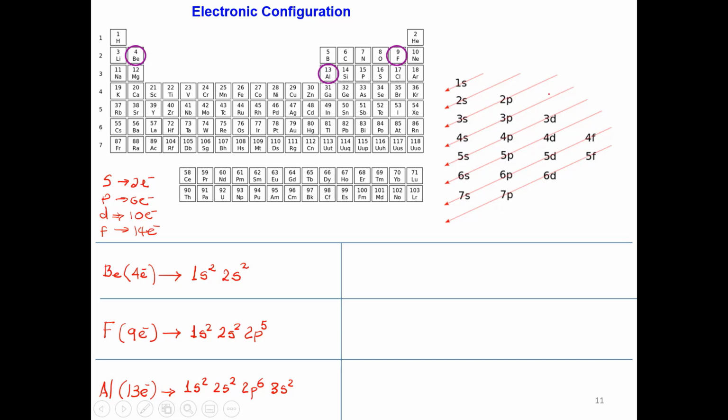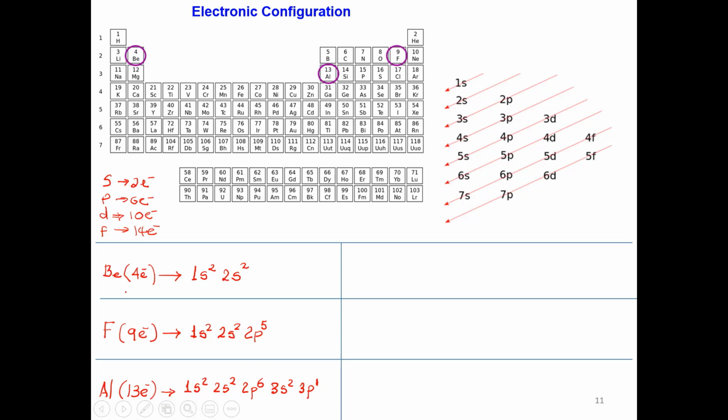Now we start from the next row, which will be 3p. p holds a maximum of 6 electrons, but we need just 1 more. Then we will write here 1. If we add all these numbers together, we should get 13. Then 4, 10, 12, 13. Then this is the electronic configuration for aluminum.